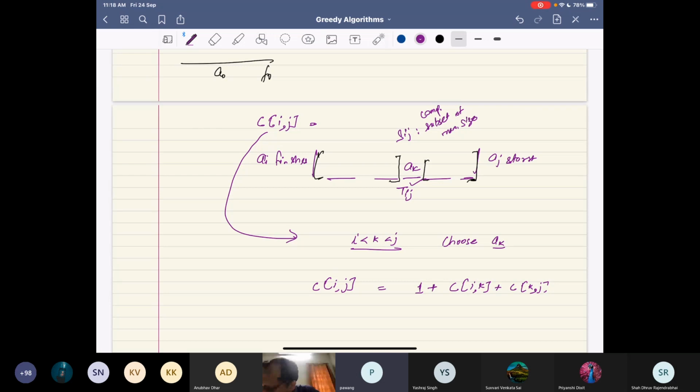Okay, if you choose a CK. Now, in terms of dynamic programming, how do you formulate this? This is by choosing a particular CK. Now, what is your final solution? What is your maximum when we vary k from i plus 1 to j minus 1, and we'll take the max of them.